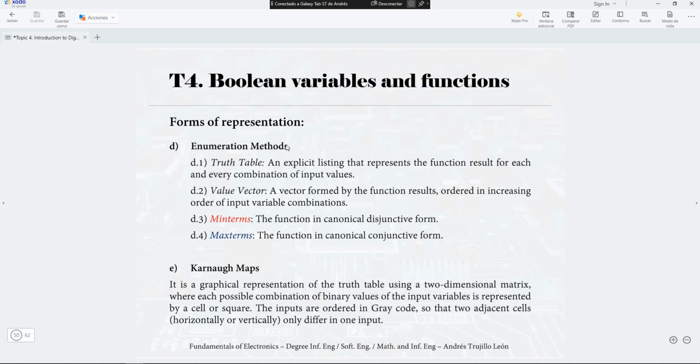We have enumeration methods, okay? We have seen the truth table. We haven't seen the value vector, but it's really simple. The value vector is just, for example, we have a three variable function, and it's just to use a vector in which we are going to put the value of the output. So since we have three variables, we are going to have the output for the 8 combinations of the input. So imagine that the output vector is like this.